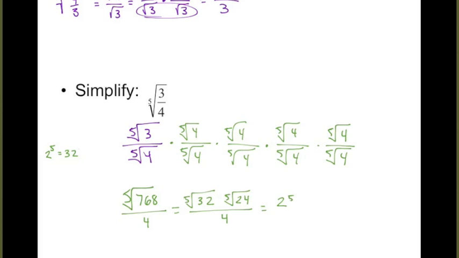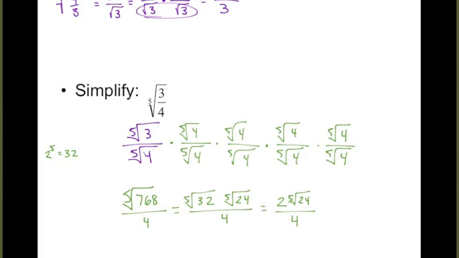And we've got a fifth root of 24. And I know there's nothing more I can do with that, because 24 is already smaller than the smallest fifth root. Okay, 32 is as small as we can do. So I can't even check to see if anything else goes into 24 because it's already smaller than that. Over 4.